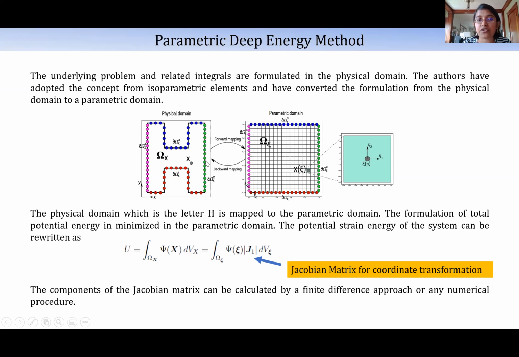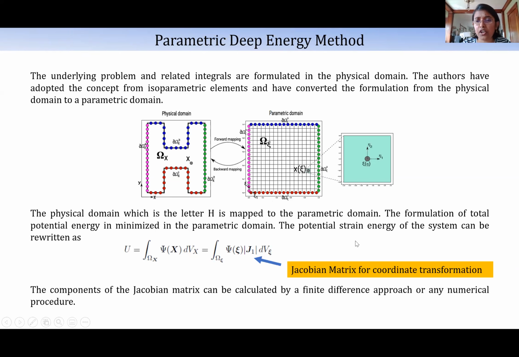So each edge of the physical domain has been mapped to one of the edges of the parametric domain. This parametric domain lies in the interval of 0 and 1, and a square domain is assumed. Now, the physical domain, which is this letter H, is mapped to the parametric domain. The formulation of the total potential energy is minimized in the parametric domain.